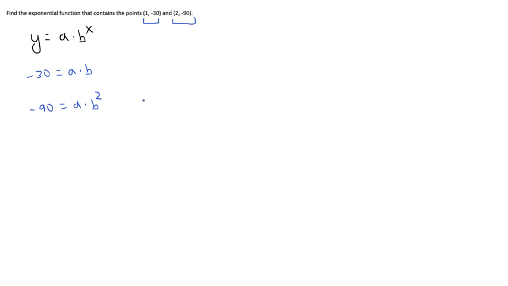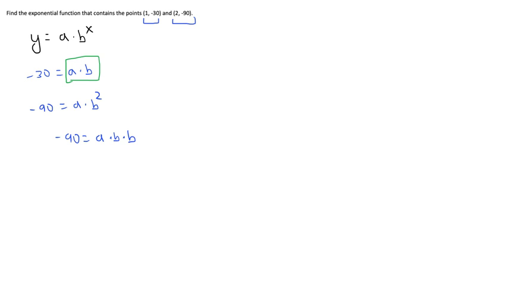Now you notice we have 2 equations and 2 variables. That's always good. If the number of equations equals the number of variables, then we should be able to solve for one of these. It doesn't really matter what we do, but you notice there's a couple things we can do here. We notice that a times b is equal to negative 30. In the other equation, we have negative 90 equals a times b times another b. B squared is b times b.